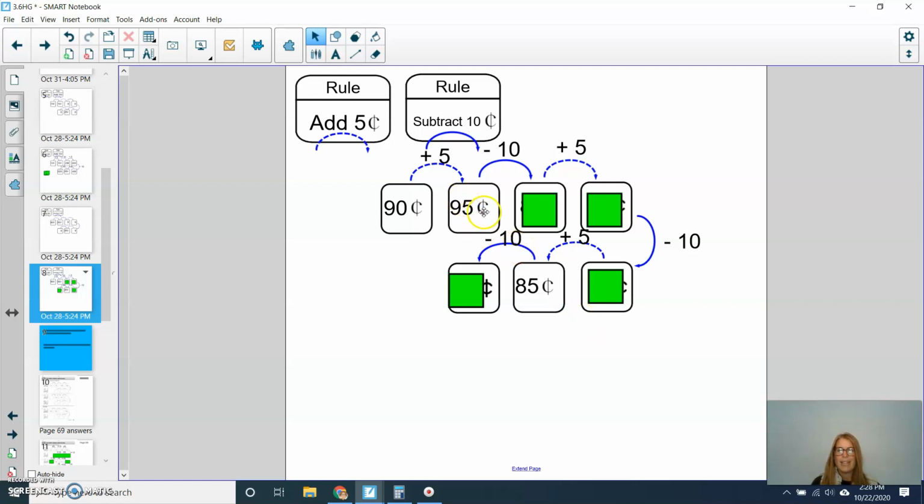All right, so if I'm at 95 and I'm subtracting 10, I would have 85. 85 plus 5, I would have 90. 90 minus 10 would be 80. Then 80 plus 5, they gave me 85, and 85 minus 10 would be 75.